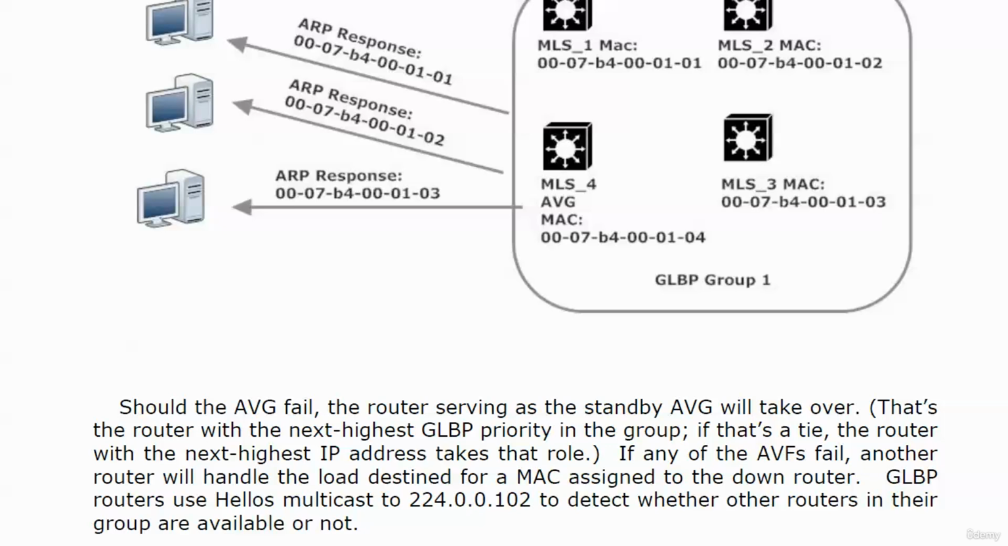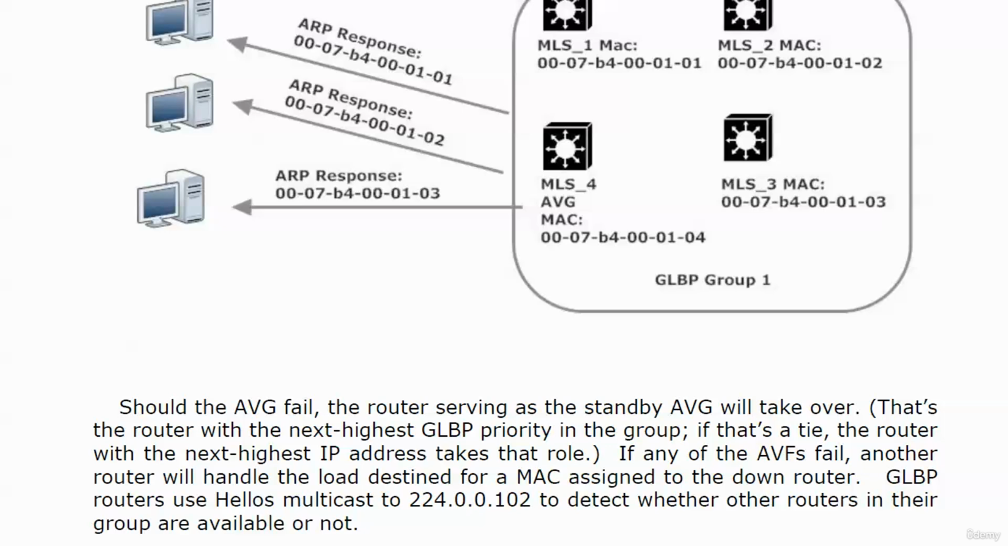And if that's a tie, as you would expect, the router with the next highest IP address would take that role. So here, that would be 3 if we used our usual numbering system. You'll see that in the lab as well. Now, if any of the AVFs fail, there's a problem, because then we've got a virtual MAC out there, but we don't have anybody to handle it when hosts send data to that virtual MAC.